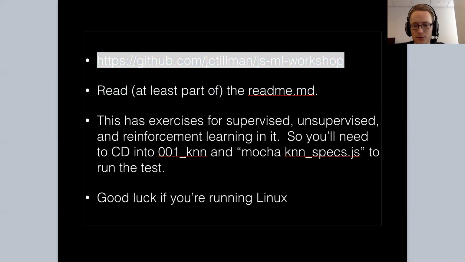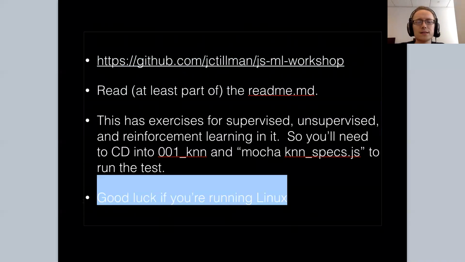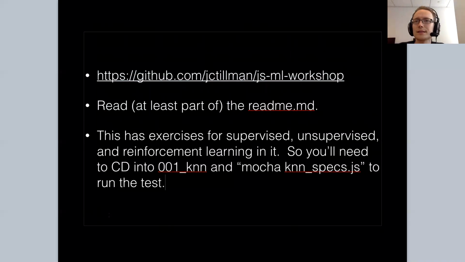Here is a message, the link. It says, good luck if you're running Linux. That's out of date. It should run fine on Linux now, although if you have any problems, please ping me because I would like to know about it. There used to be an image library which was causing problems for Linux, and so I've refactored that into something else. And I think everything works fine now. But if it doesn't, please tell me.